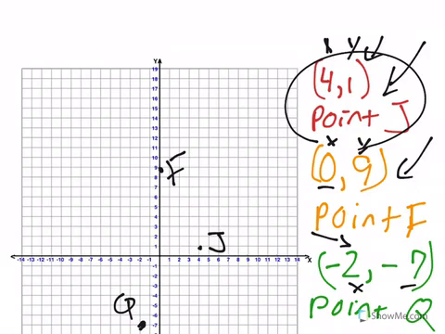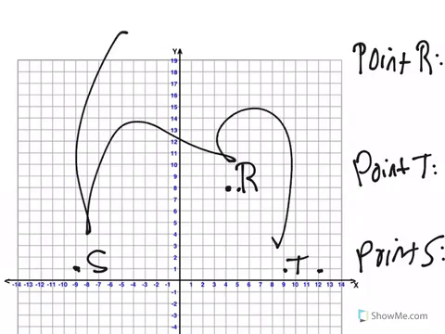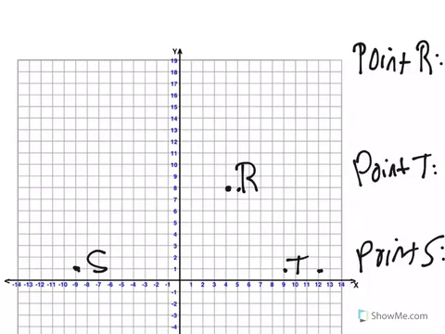The next skill is kind of the reverse of that. The opposite of that skill would be, you're given the points here, here, and here, and you must then decide what the actual values of those points are, what the ordered pairs are. Let's take a look at point R. If we go over 5, and then up 8, that's where point R meets.